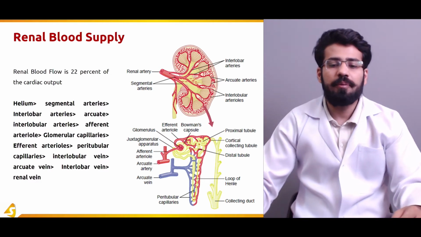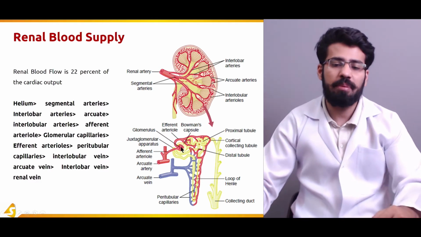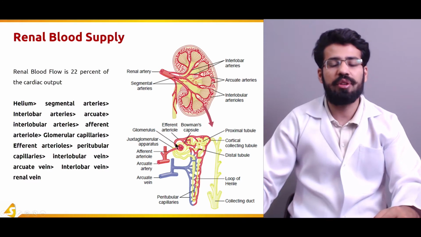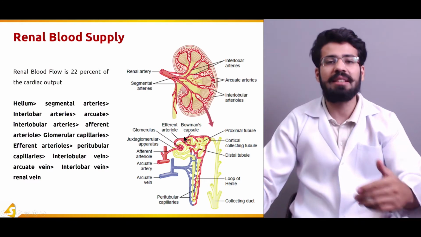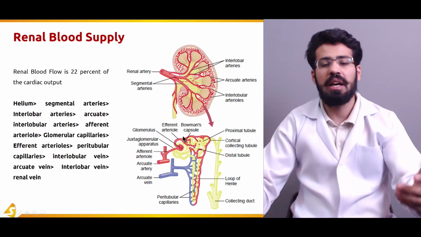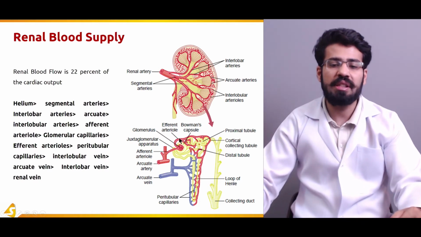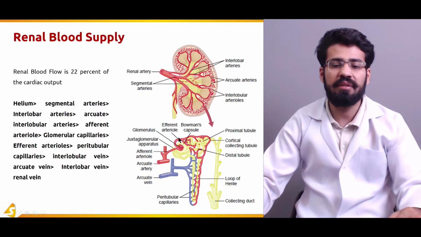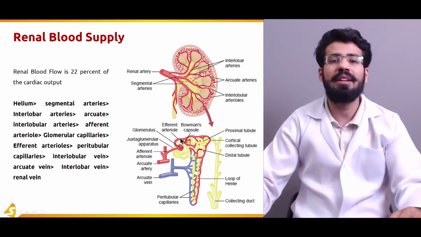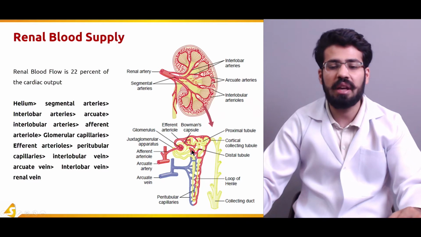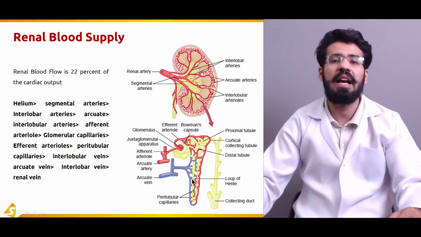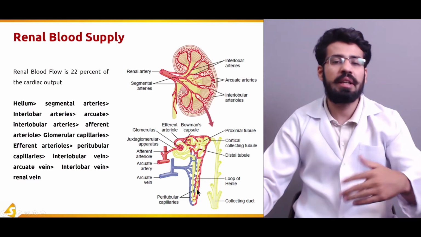Following that, after the glomerular capillaries, comes the efferent arteriole. Efferent arteriole means exiting arteriole. This efferent arteriole then further subdivides into the peritubular capillaries. These are the peritubular capillaries that are spread through the entire loop of Henle.